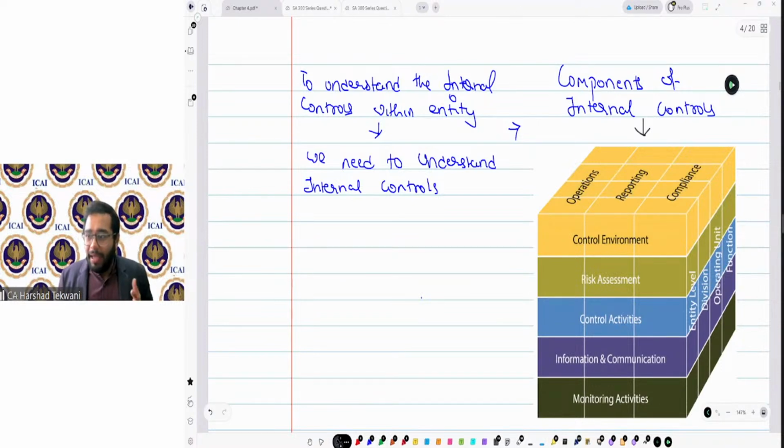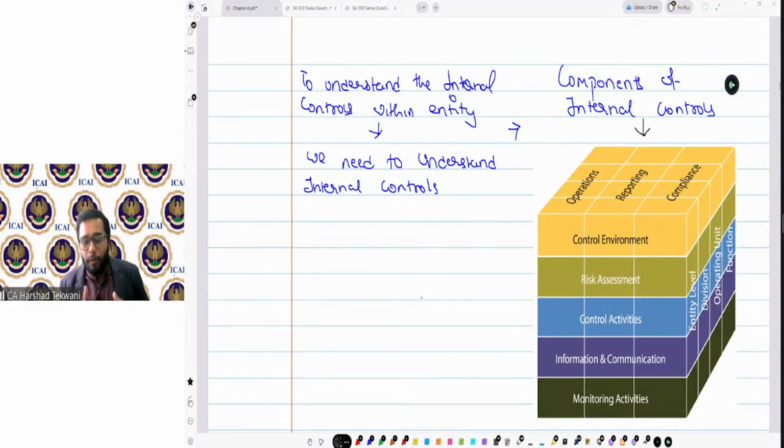Can I use that framework to understand also? The answer is yes. I can use that framework to understand the internal controls also, because that is the framework that is used to establish the internal controls. I will use the same framework to understand the internal controls.